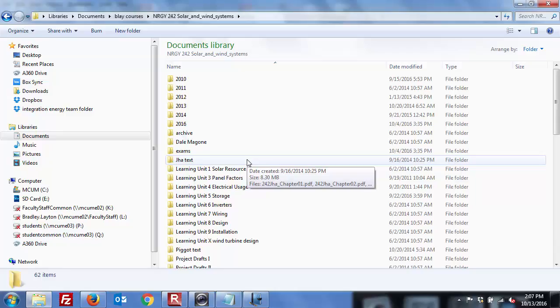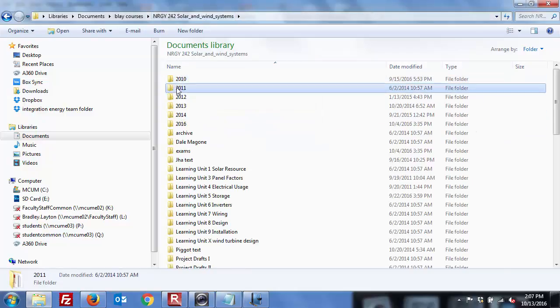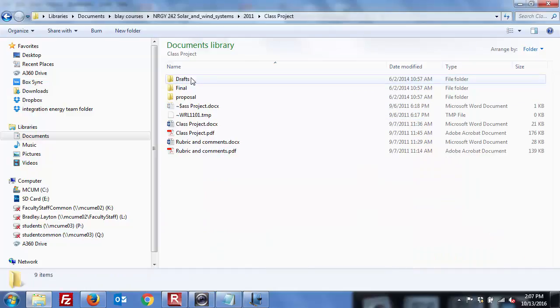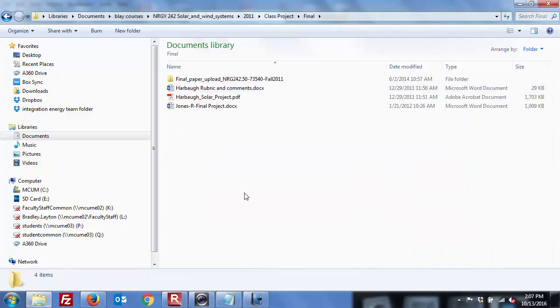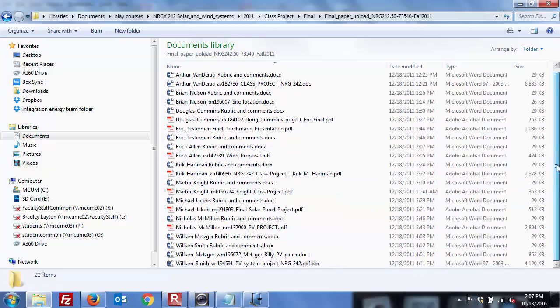So I first started teaching this course in 2010, and I don't have any papers from that year. So let's look into 2011. This is also back when we used to have electrical combined, and we've since just turned it into just solar thermal. Okay, so a lot of good papers here.